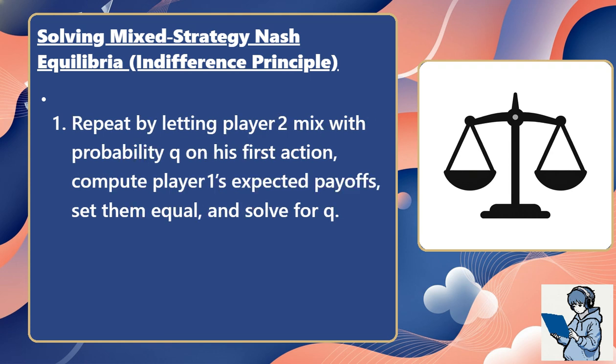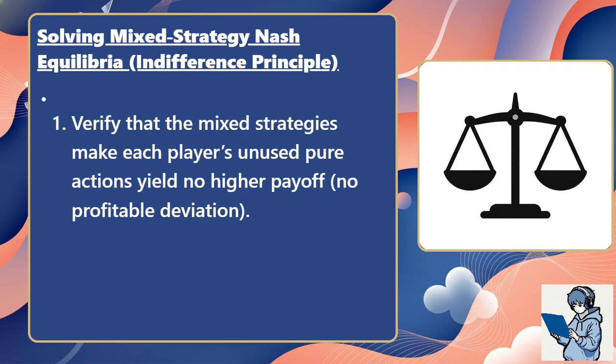4. Repeat by letting player 2 mix with probability q on his first action. Compute player 1's expected payoffs. Set them equal and solve for q. 5. Verify that the mixed strategies make each player's unused pure actions yield no higher payoff, so there is no profitable deviation.